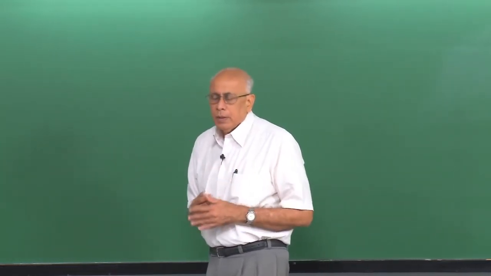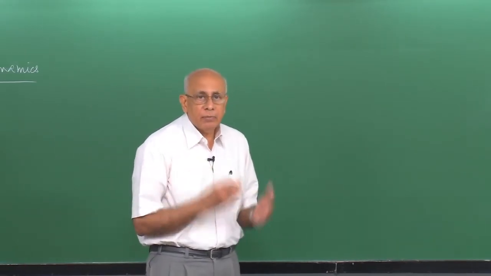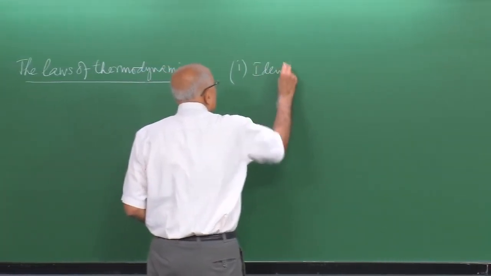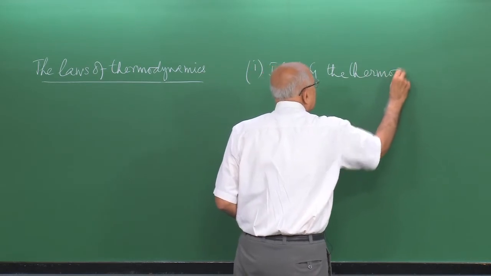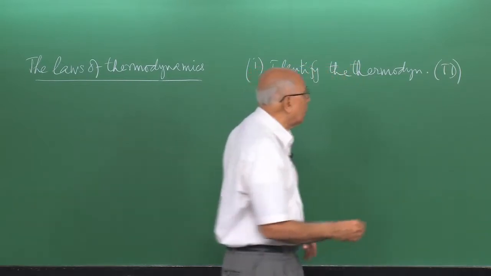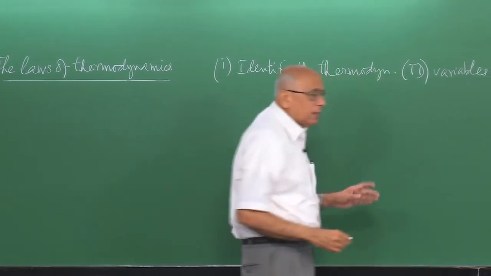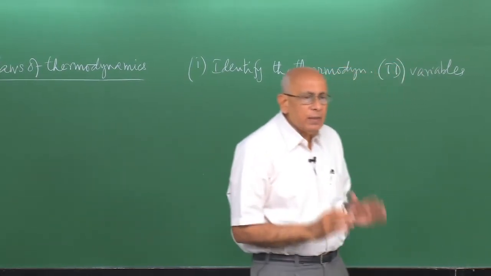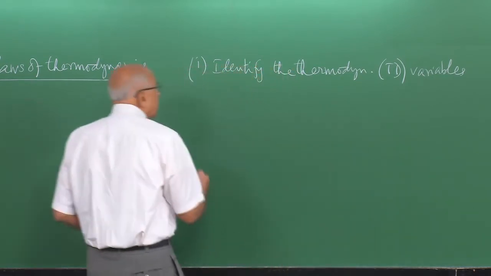The first step in doing the thermodynamics of a system is to identify all the variables, the thermodynamic variables. So let us start by writing step 1: identify the thermodynamic, I will use the abbreviation TD for thermodynamics every now and then, variables, both extensive and intensive variables. So we identify the set of variables, macroscopic variables, in terms of which the description of the system is possible and complete.